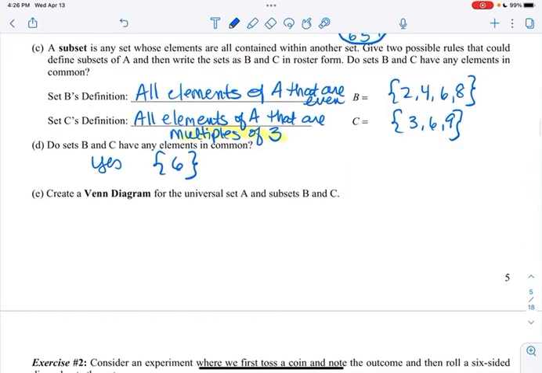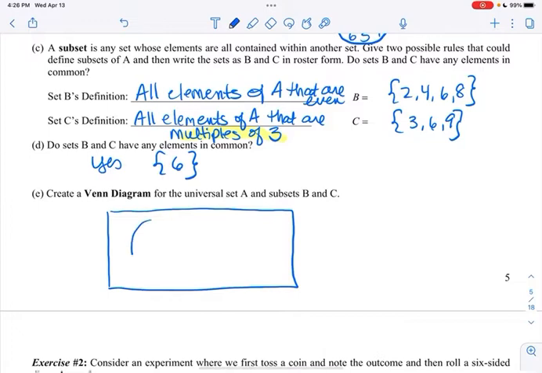So the Venn diagram. Okay, so I have this big box. I have sets B and C, and the whole thing is A. B is going to be this circle on the left. C is going to be this circle on the right. So elements that are in B are 2, 4, 8. Now 6 is in both, so I'm going to put 6 in the middle. And then elements that are in C are 3 and 9. And of course 6 is in both, so that's why 6 is in the middle.